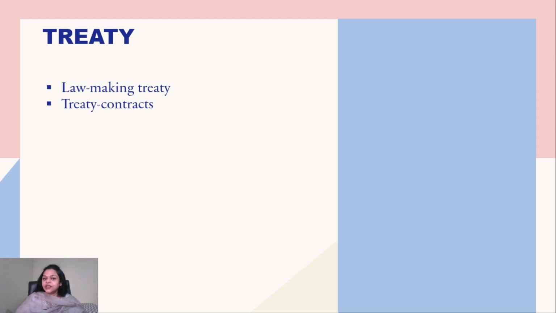Some treaties do, some treaties do not, because there is a category that is law-making or law-creating treaties that create some kind of law because they embody some legal principles or rules, and states negotiate that, okay, these are the legal principles that we abide by. On the other hand, there are treaty contracts where the treaty does not necessarily create a law, but is more of a contract between states. So let us understand this more by way of examples.